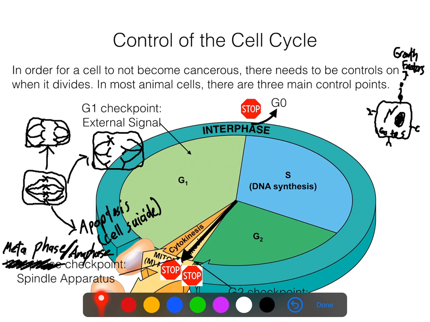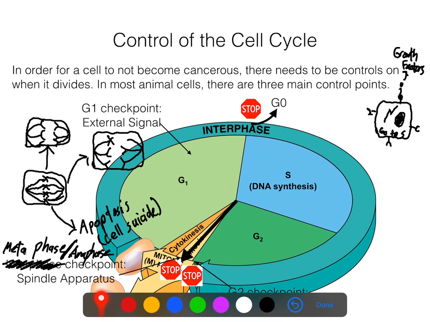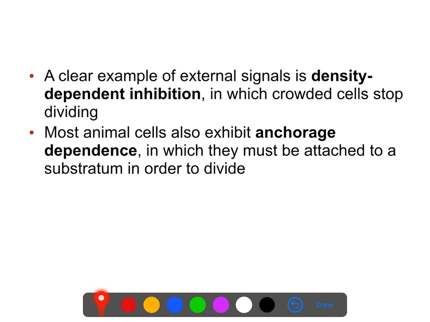Those are the 3 checkpoints. The G1 checkpoint, usually controlled by an external signal. The G2 checkpoint, controlled by cyclin and internal signals. And the metaphase-anaphase checkpoint, which is controlled by proper attachment of the spindle apparatus. And if you pass the metaphase-anaphase checkpoint, you go ahead and complete the rest of mitosis.